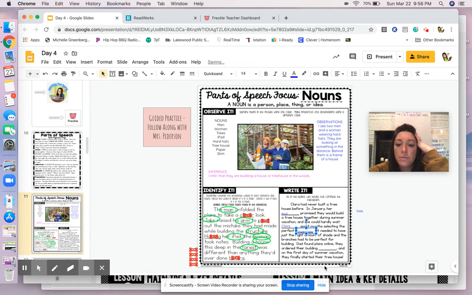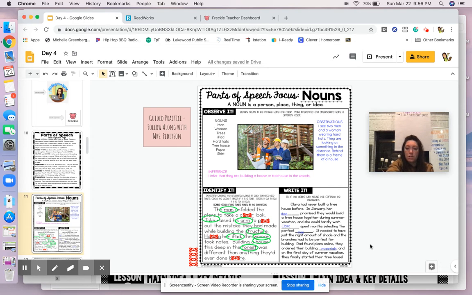It needed to have just the right, well, that's not tree, that says materials. It needed to have just the right amount of shade, and the branches had to be perfect for building. Dad found plans online. They ordered their building materials. And on the first day of summer vacation, they finally started their treehouse.